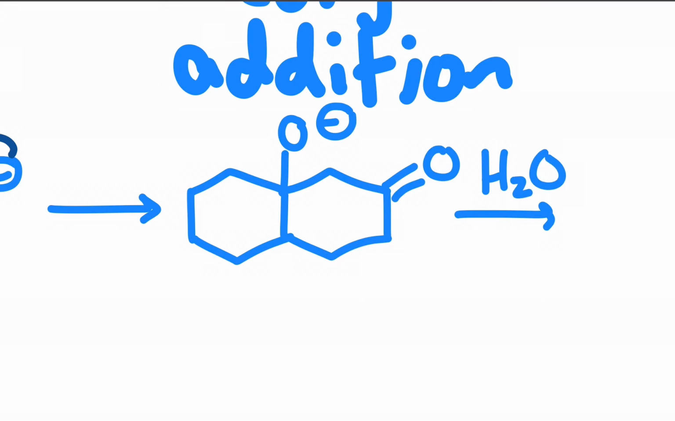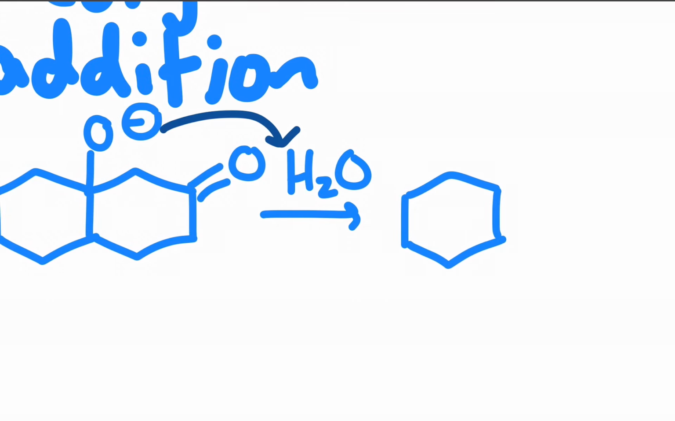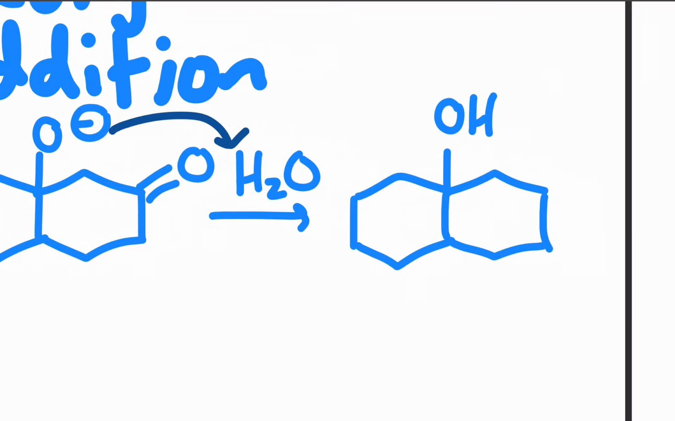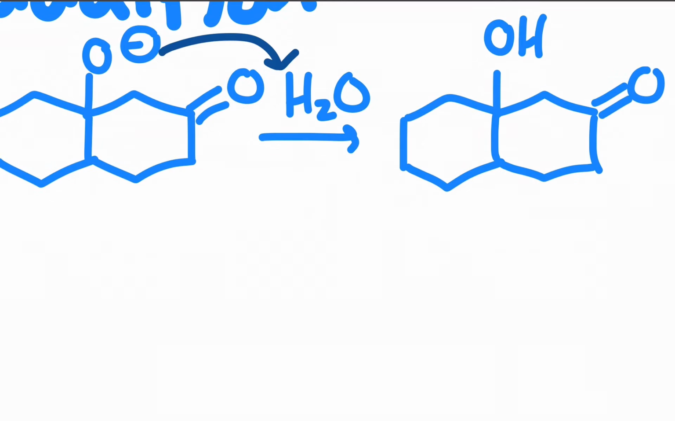Thinking back to our most recent lesson, that oxygen anion picks up an H. So you get your aldol addition product. And remember, for ketone-ketone aldols, which this is, the addition product is not stable. It will thermodynamically either reverse or, in this case, continue to go forward and form the condensation product.